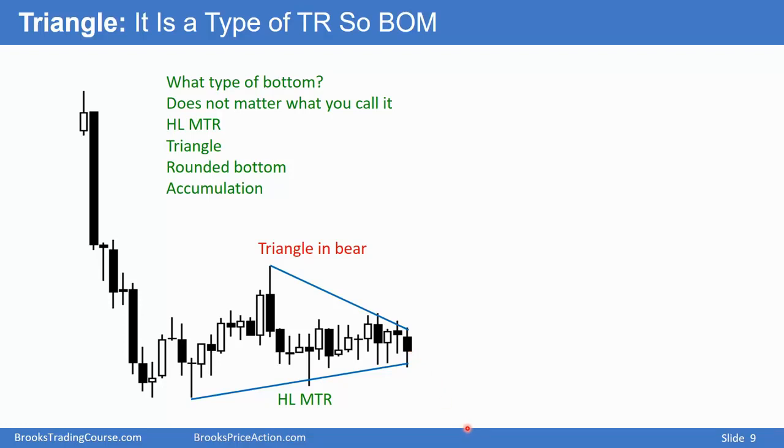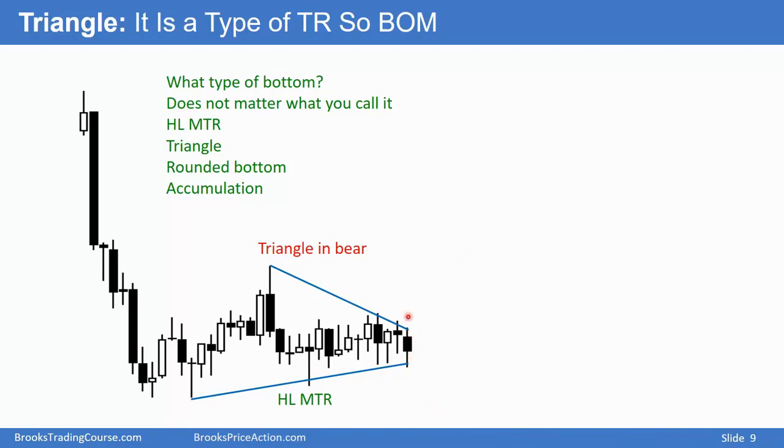What type of bottom is it? It doesn't matter what you call it. You can call it a double bottom, high or low, major trend reversal here. You can call it a double bottom, high or low, major trend reversal there. You can call this a low 2 short, leg 1, pullback, leg 2. You can call it a triangle. You can call it a rounded bottom. You can say there's accumulation going on. It doesn't matter what you call it. Once you have about 20 bars or more in a pullback, it's a trading range and the market's in breakout mode, and the probability is 50-50 that the market will go up or down.